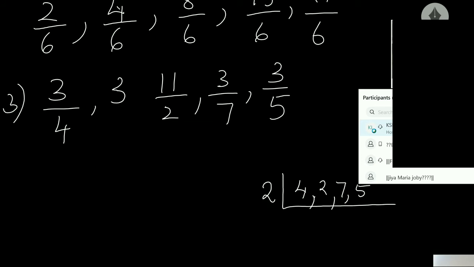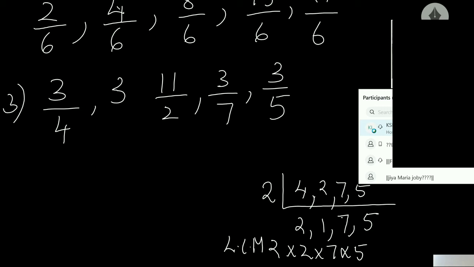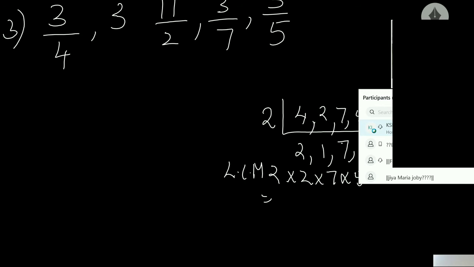We get the LCM of 4, 2, 5, 7, 5. That is, we are dividing it by 2. So we get the numbers in the next line as 2, 1, 7 and 5. So we multiply 2 into 2 into 7 into 5, and we get the product as 140, that is, the LCM is 140. So we have to rewrite each of these fractions as an equivalent fraction with denominator 140. Isn't it? Because the product was 140, we have to rewrite each of these fractions with denominator 140.